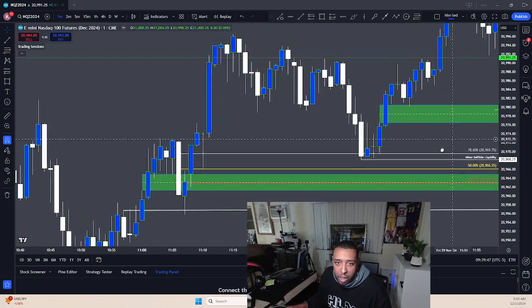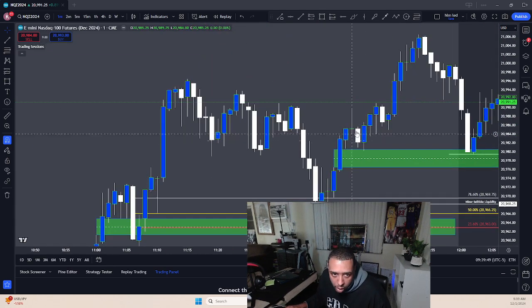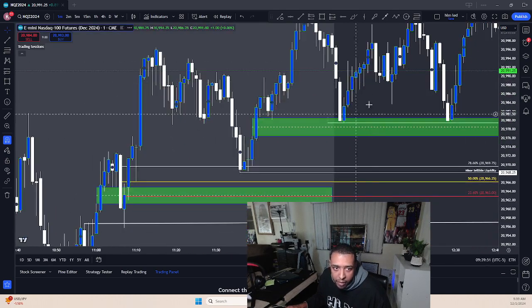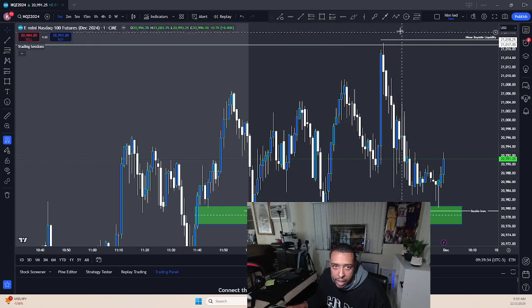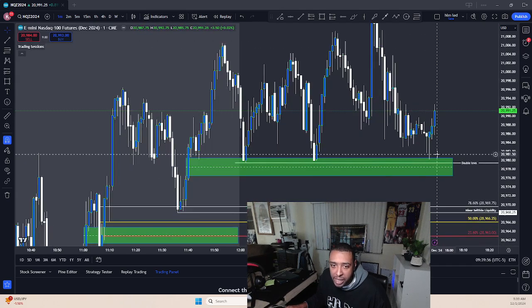And then what happened again? Ran away, creating another order block. You see what I'm saying? And then the same thing. Fair value gap, bounce, and then eventually takes the sell side. Then it comes back down, uses the fair value gap.